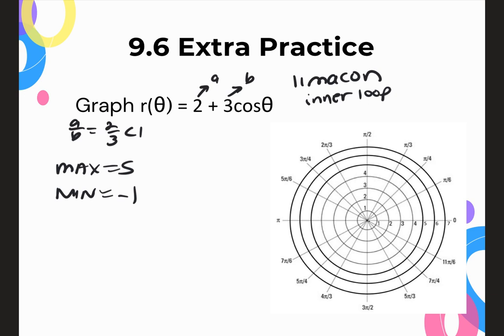You will either get an inner loop, a cardioid, a dimpled, or a convex. It is happening, folks. Be prepared. The limaçons take extra points to get. There's no way to just guess. If you just guess and it's a terrible shape, I will not give you the full credit.